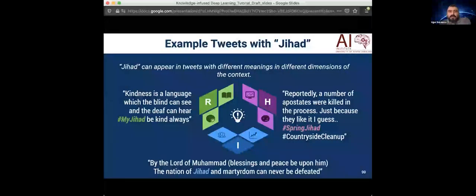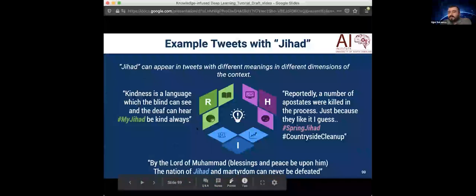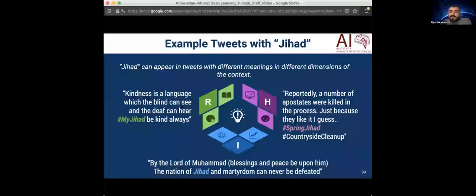So just an example for jihad. You can see three different examples for jihad here, tweets from the data set. The first one is a very, very peaceful tweet. The person is talking about being kind, and this is his or her jihad. On the other hand, the other person on the right-hand side is talking about killing other people, and this is his or her jihad, right?